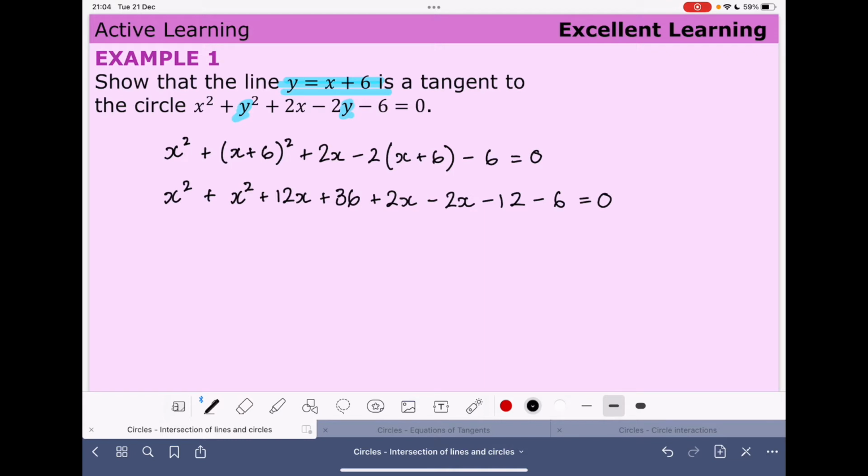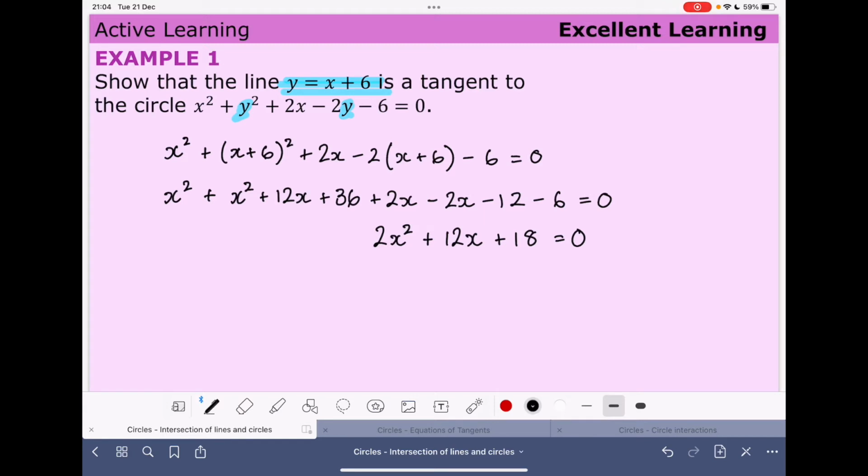So we've got a couple of x squared terms there, so that's going to give us 2x squared. We've got 12x, add 2x, take away 2x, so that's just going to leave us with positive 12x. Yep, and then we've got 36, take away 12, which is 24, and take away another 6, which is 18. So we've got positive 18 on the end here as well.